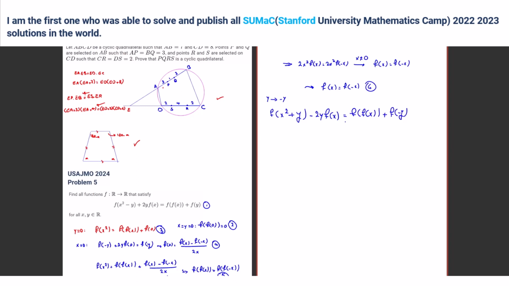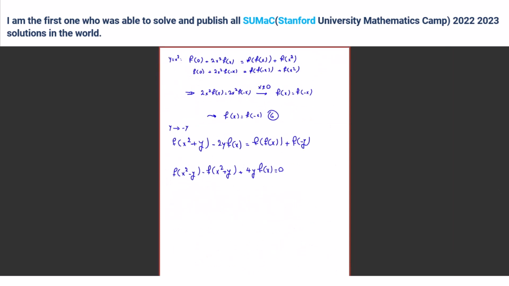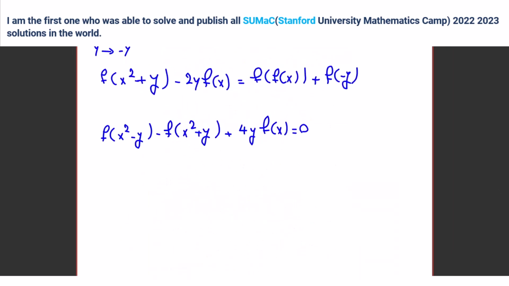And then if you subtract them, the right hand side becomes 0. If you subtract it from equation 1, I got f of x squared minus y minus f of x squared plus y plus 4y f of x is equal to 0, right? And then when x is 0, for that last equation, it becomes f of negative y minus f of y plus 4y f of 0. And then the first two expressions cancel out. And so f of 0 must equal 0.